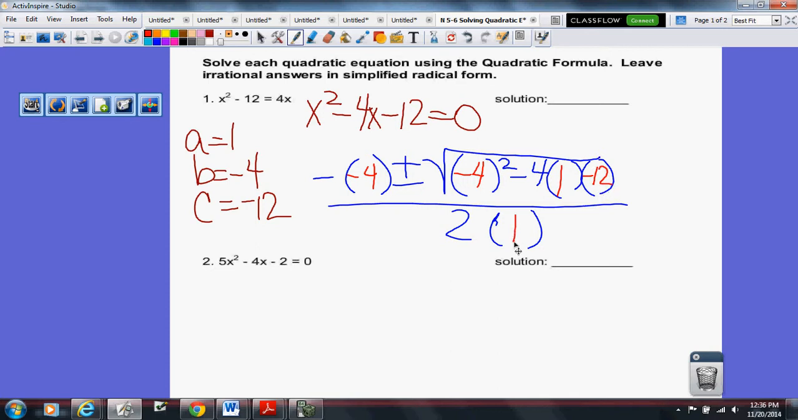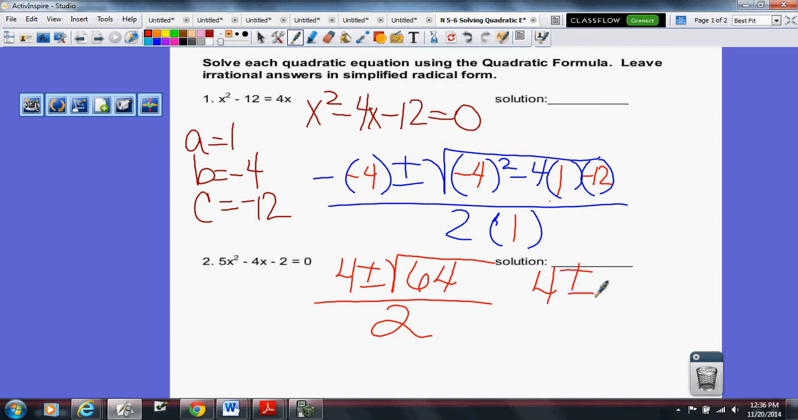So now I'm just going to reduce this. So I know I really have a negative 4 is really 4 plus or minus the square root. Negative 4 squared is 16. And then 4 times 12 is 48. So when I add them together, what do I get? That's correct, 64. And that's going to be over 2. So now I know that the square root of 64 is 8. So I realize that what this really says is 4 plus or minus 8 over 2.